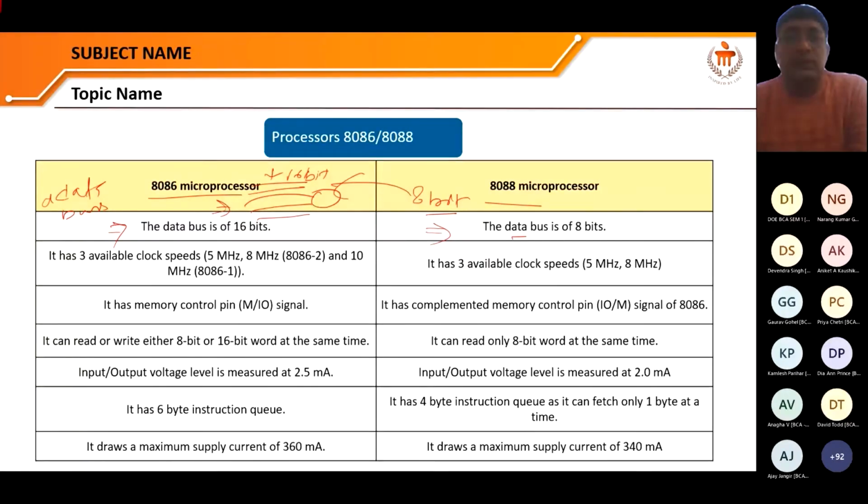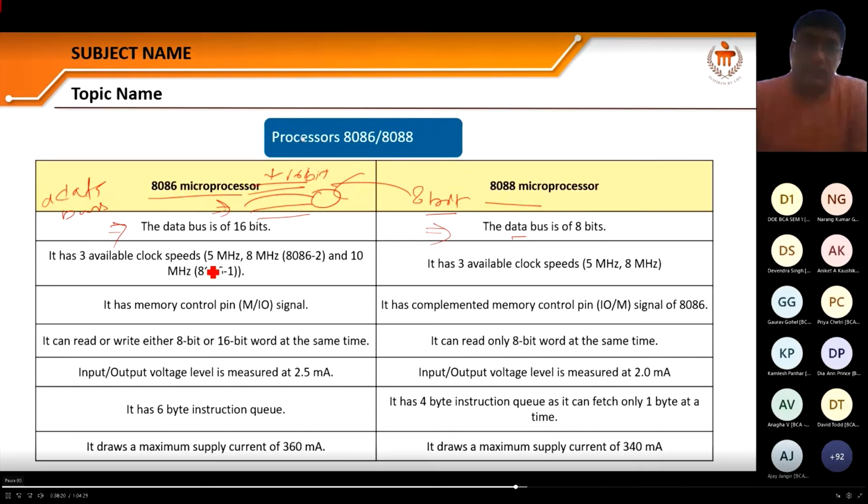And here the clock speeds are 5 megahertz, 8 megahertz, and 10 megahertz. Different models have different clock speeds. The 8086-2 uses 5 and 8, and the 8086-1 uses 10 megahertz. And here there are also the clock speeds 5 and 8.